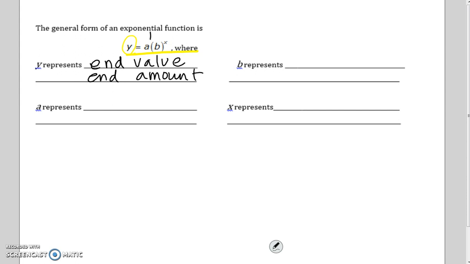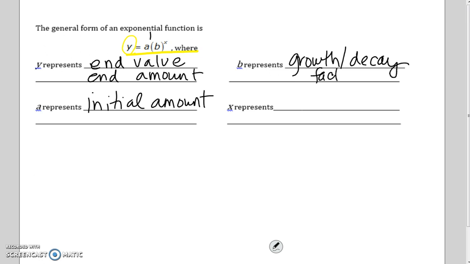A represents the initial amount, how much you start with. B is our growth or decay factor. It tells me how much it's either growing or decaying. By decay, I mean going down in value. X is going to be representing time.